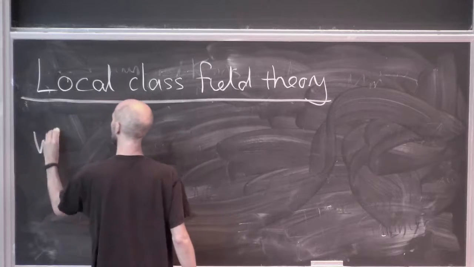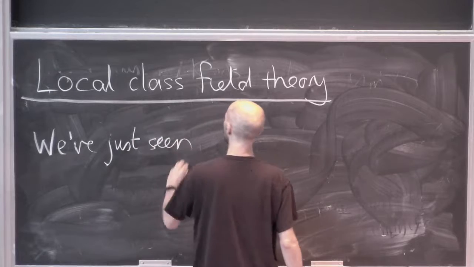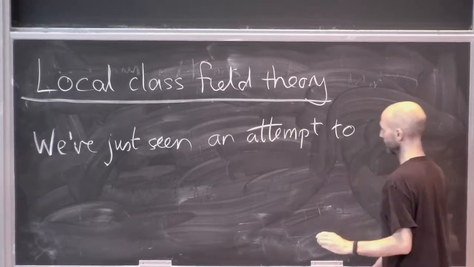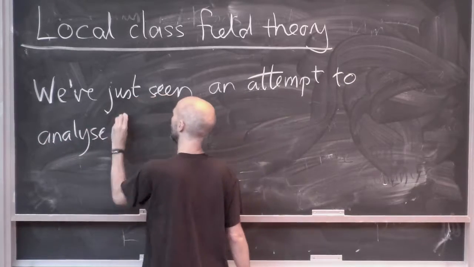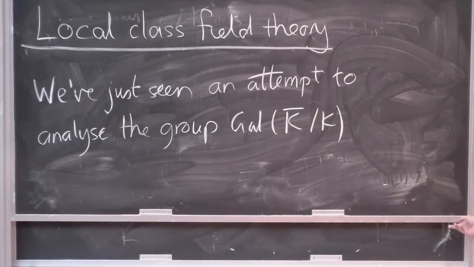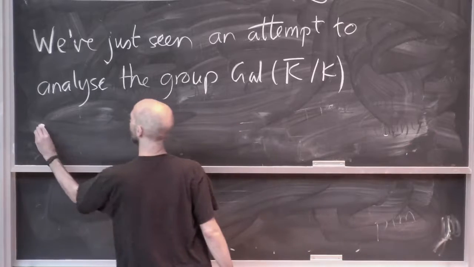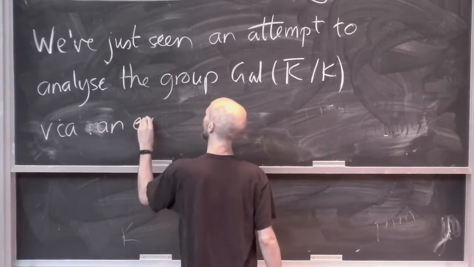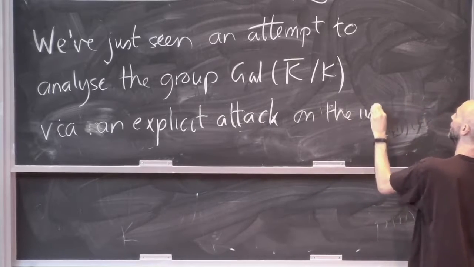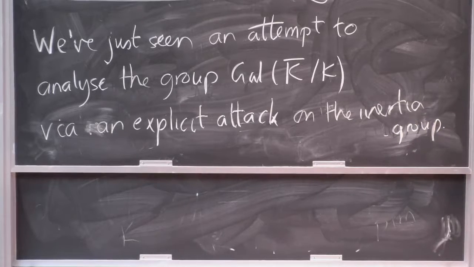So we've just seen that an attempt to analyze the group Gal(K-bar over K) via some kind of explicit attack on the inertia group, right? Because what I've basically done is I've shown that you have the full Galois group, and then you have the inertia group, and the quotient isn't too bad. Then in the inertia group, there's a normal Sylow p-subgroup, and the quotient isn't too bad. And then for the Sylow p-subgroup, these low-level methods don't get you any further.